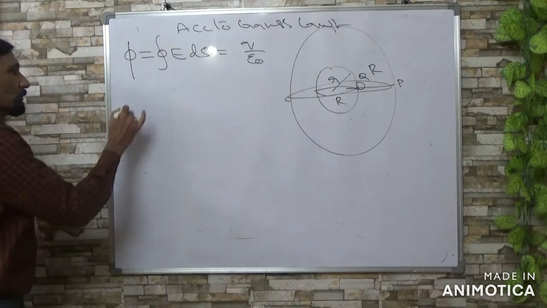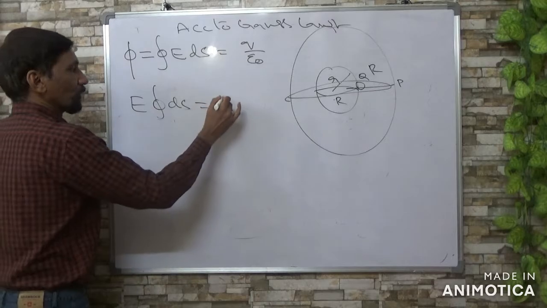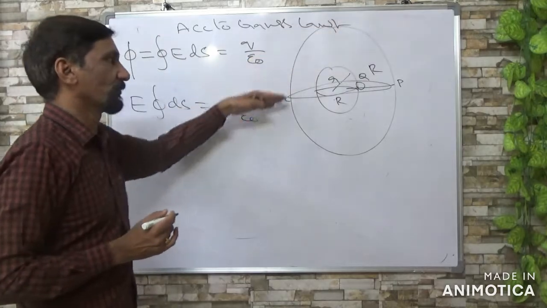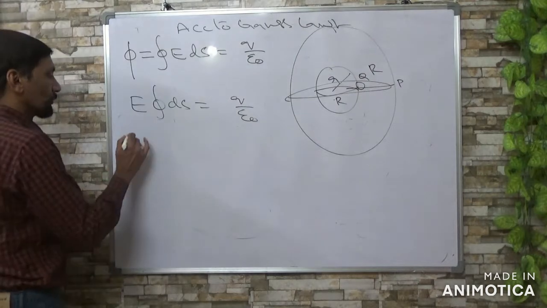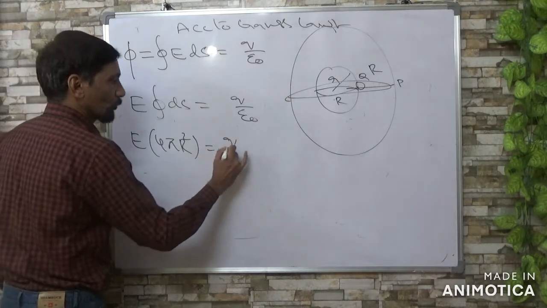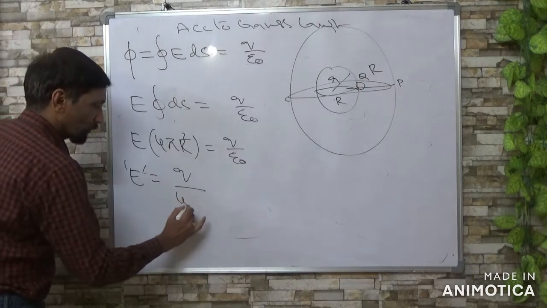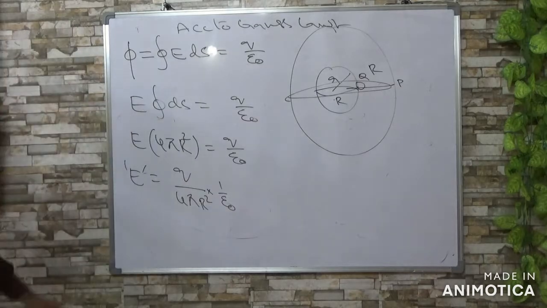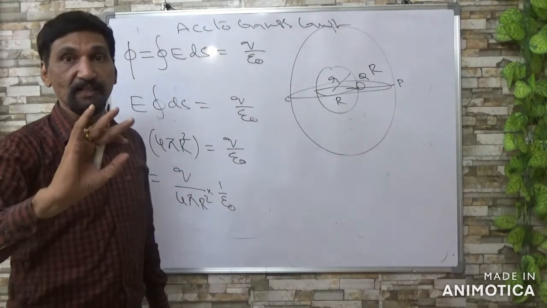Now, the line integral of E dot ds equals Q by epsilon naught. The surface area of this is 4 pi r squared, right? So E into 4 pi r squared equals Q by epsilon naught. Then E becomes Q by 4 pi r squared epsilon naught. So this is the electric field strength on the Gaussian surface.